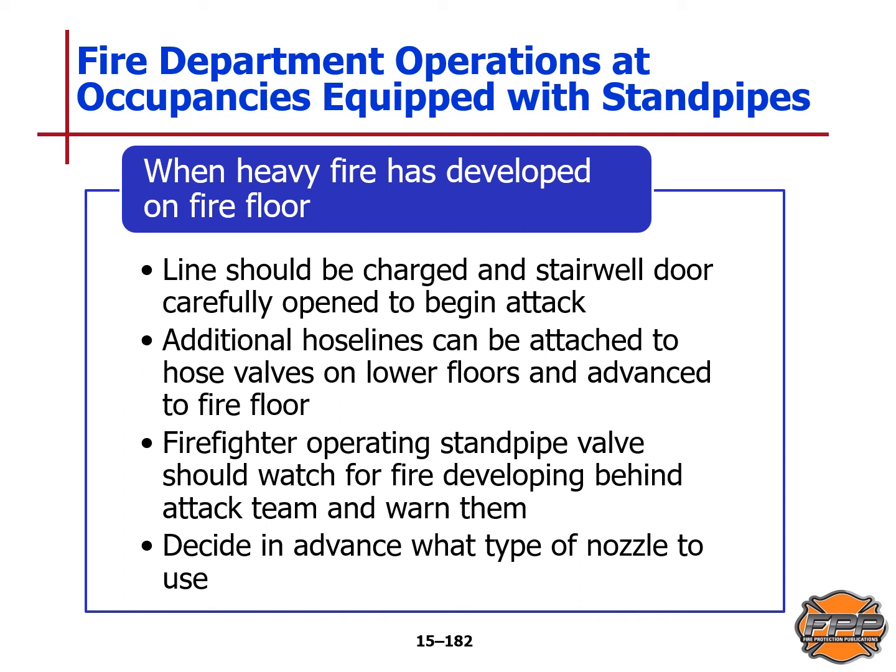When heavy fire is developed on a fire floor, the line should be charged and the stairwell door carefully opened to begin the attack. Additional hose lines can be attached to hose valves on lower floors and advanced to the fire floor. Firefighters operating standpipe valves should watch for fire developing behind the attack team and warn them, and decide in advance what type of nozzle to use.